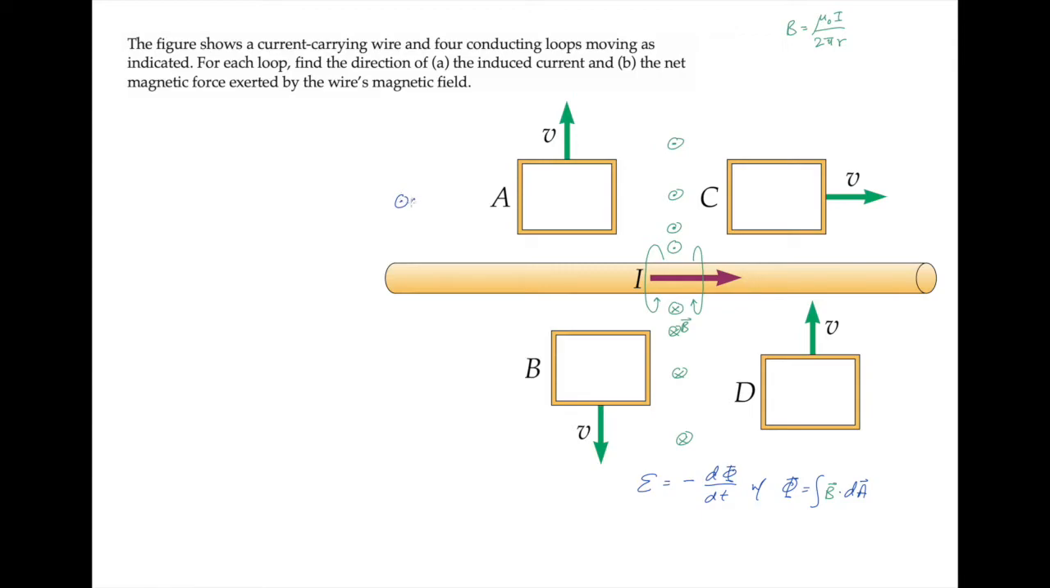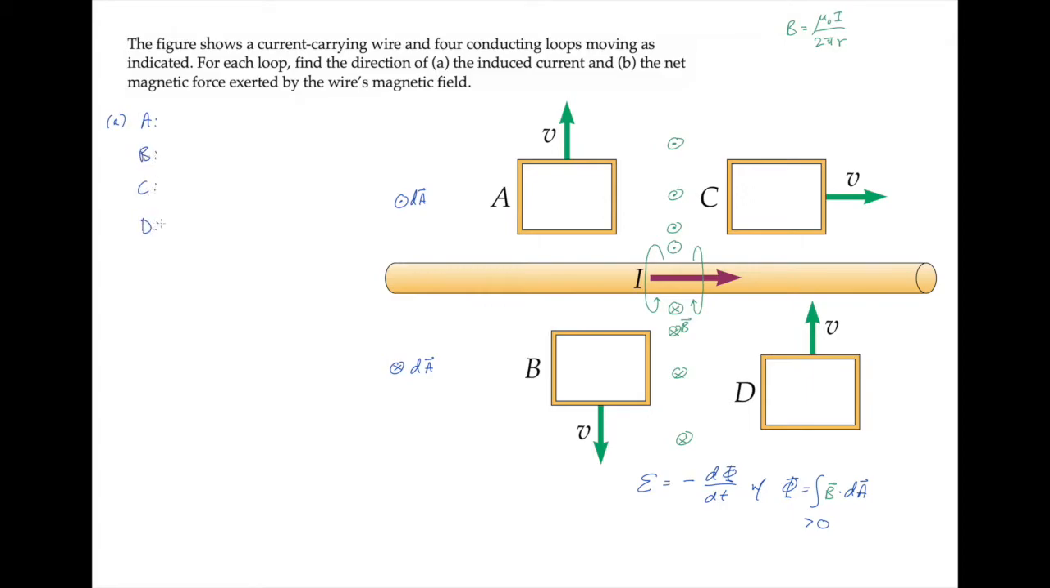I'm going to take the direction of the area vectors for loops A and C to be out of the screen toward us, parallel to the external magnetic field, and for loops B and D, I'll take the loop areas to be directed into the screen, again parallel to the external magnetic field. That has the convenient effect of making the magnetic flux always positive. Part A asks us for the directions of the induced current in each of these loops.